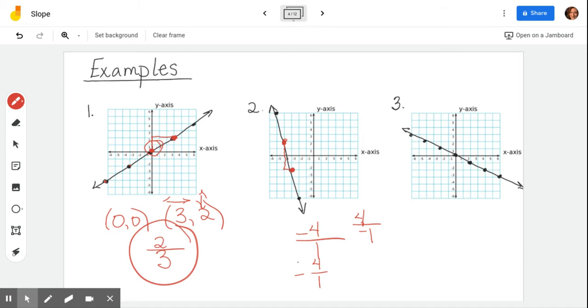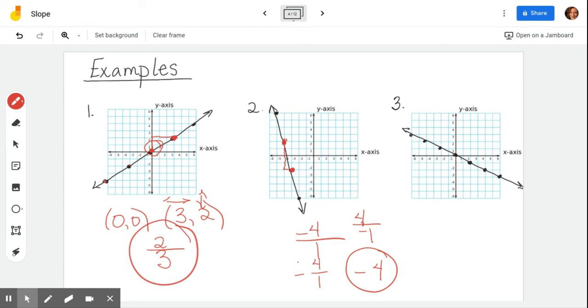One negative makes the whole fraction negative. So for this one, you can leave it as -4 over 1, or you can just say -4. When we're graphing, we'll want the 1 on the bottom. But when you're just writing the slope, honestly, it doesn't matter. Let's do one more of these.